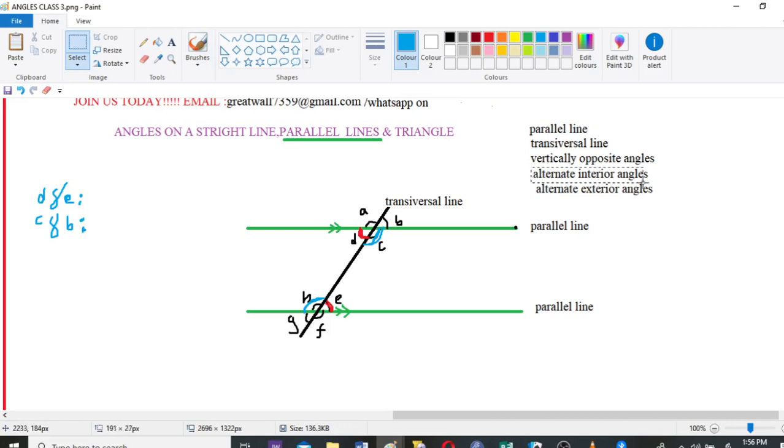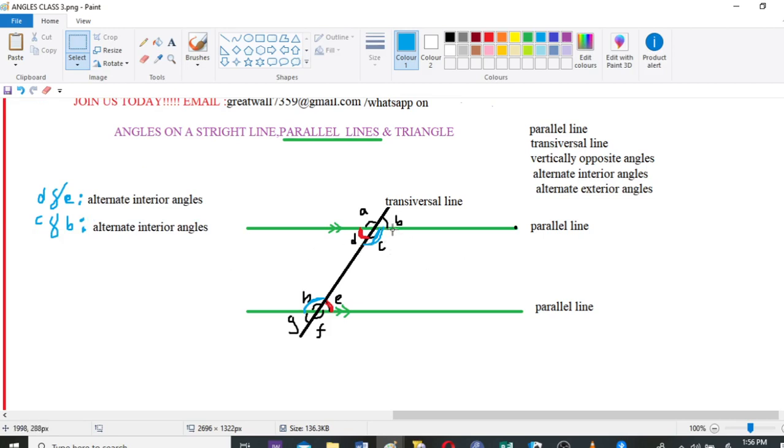So this is what we are talking about, the alternate interior angles, these two, even this one. Now we come to these other remaining ones.